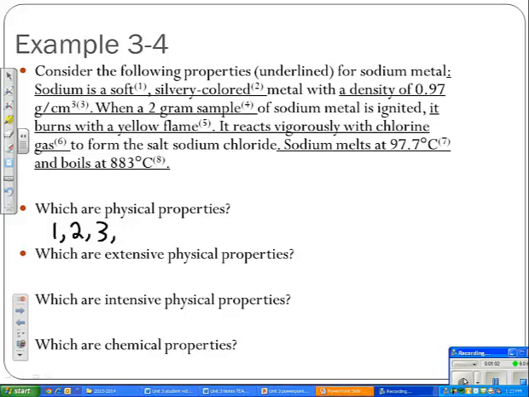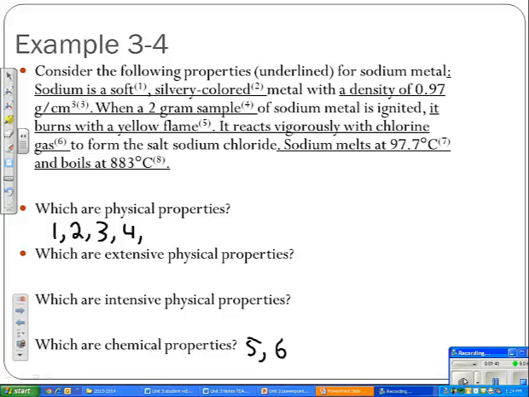Has a 2-gram sample. All right. So far, these are just observations. Nothing's really changing here. If sodium metal is ignited, it burns with a yellow flame. So now we're talking about flammability. You can go back and see that flammability is actually a chemical property. So we're going to put that down here, number 5. Number 6, it reacts vigorously with chlorine gas, which means it's going to change into something. And we can look back at our last chart, and we can see that ability to react is another chemical property. So 5 and 6 are chemical properties.